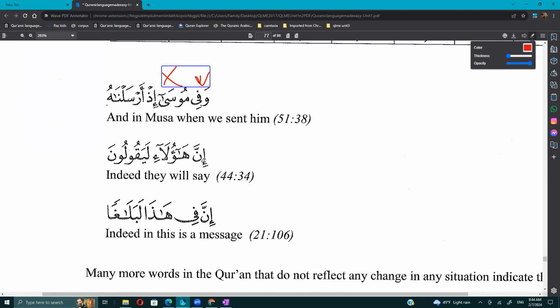Inna ha'ulai. So inna is the harf which gives a fatha, making the following noun mansoob. So it should be ha'ula'a, but it does not change. Why? Because ha'ulai falls in the list of mabni nouns. So fi is a huruf of jar and it will not change, and inna is a harf of nasab, and ha'ulai will remain the same. Why? Because it's a mabni word.